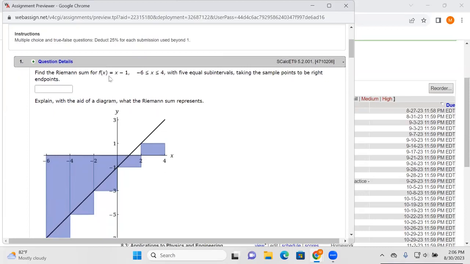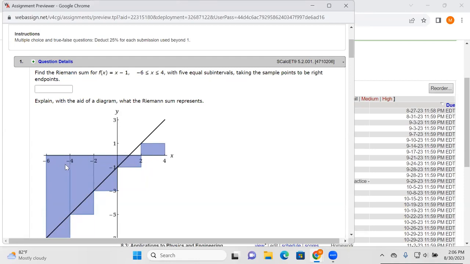Find the Riemann sum for this function on this interval using 5 equal subintervals. Note, this interval is 10 units wide, 5 equal subintervals. Each subinterval would be 2 units wide. And if you sample the right endpoints of your intervals, if you actually look at this picture, just taking the intervals for what they are, the right endpoints would be -4, -2, 0, 2, and 4.